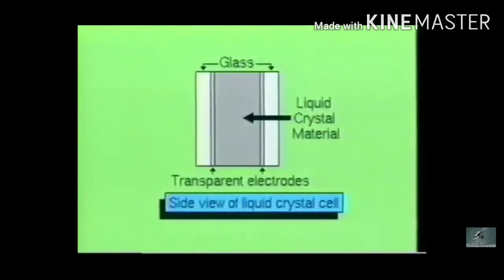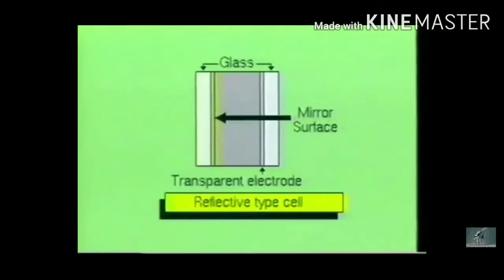Side view of liquid crystal cell. The outer part is glass, and the transparent electrodes are placed, insulated from each other using liquid crystal material. In a transmittive type cell, both electrodes are of transparent material, but in a reflective type cell, one is a transparent electrode and the other is a mirror surface.